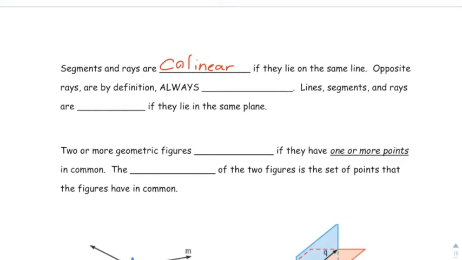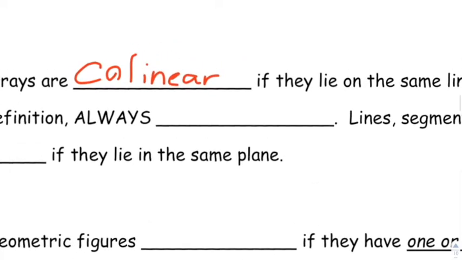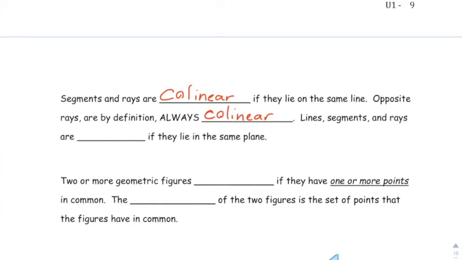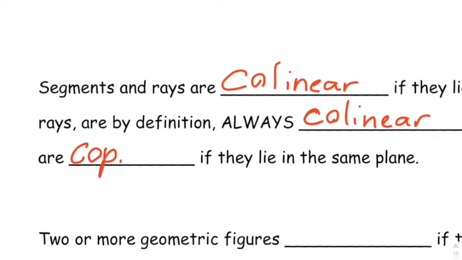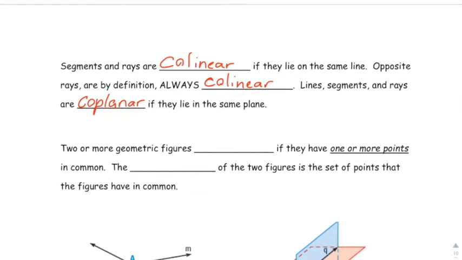Opposite rays are, by definition, always collinear. I'm not sure where my C went. Lines and segments and rays are coplanar if they are in the same plane. Most of that's pretty straightforward, nothing wild there.